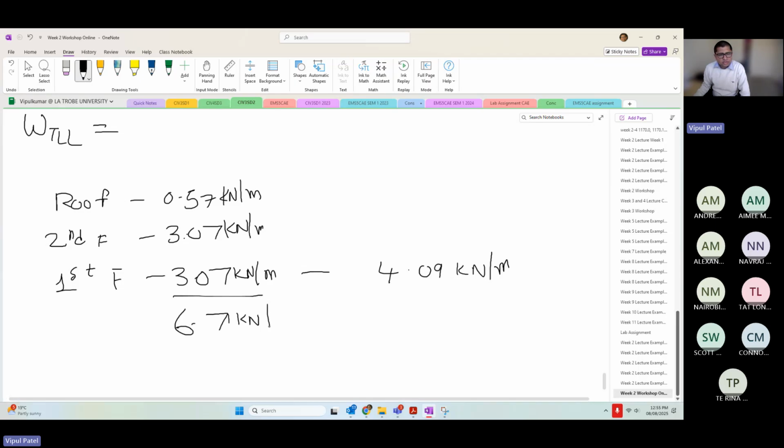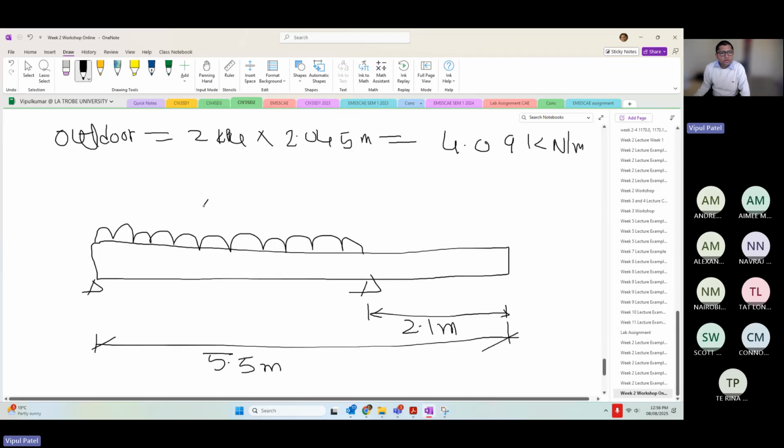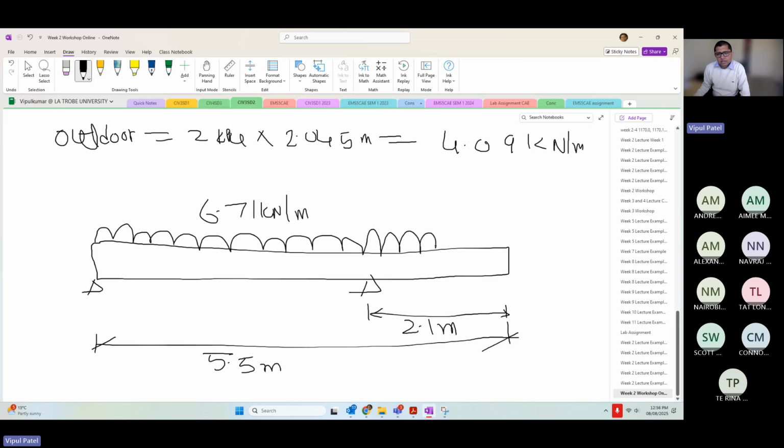6.71 kilonewton per meter outdoor. This will stay the same. There is no balcony here for the second floor, so the live load would be the same. So 0.57 kilonewton per meter will give me a little bit of extra for the party people, 7.73 kilonewton per meter. So here you're going to get 6.71 kilonewton per meter as a live load, and then in the balcony you might have 7.73 kilonewton per meter.